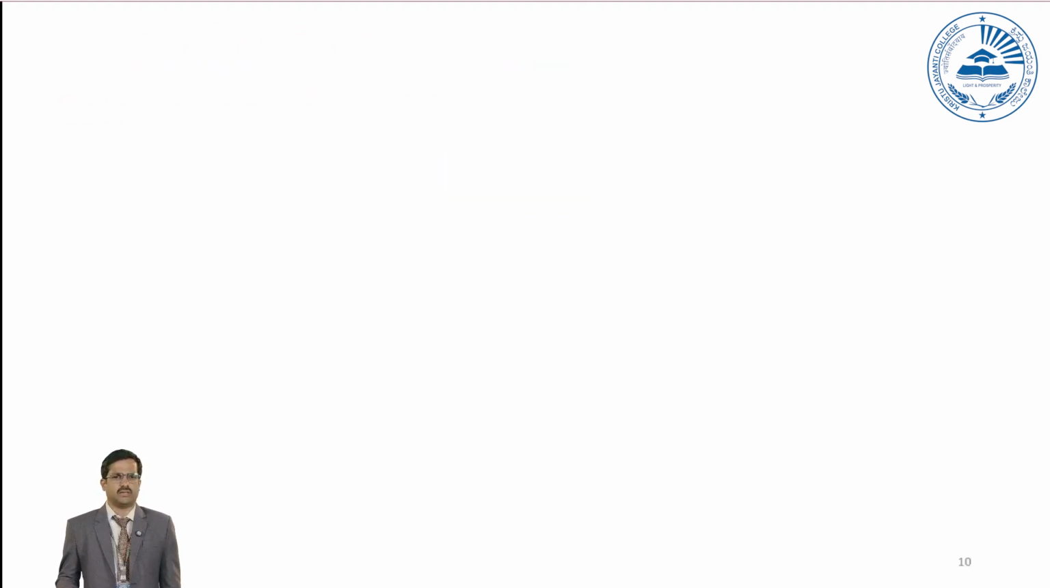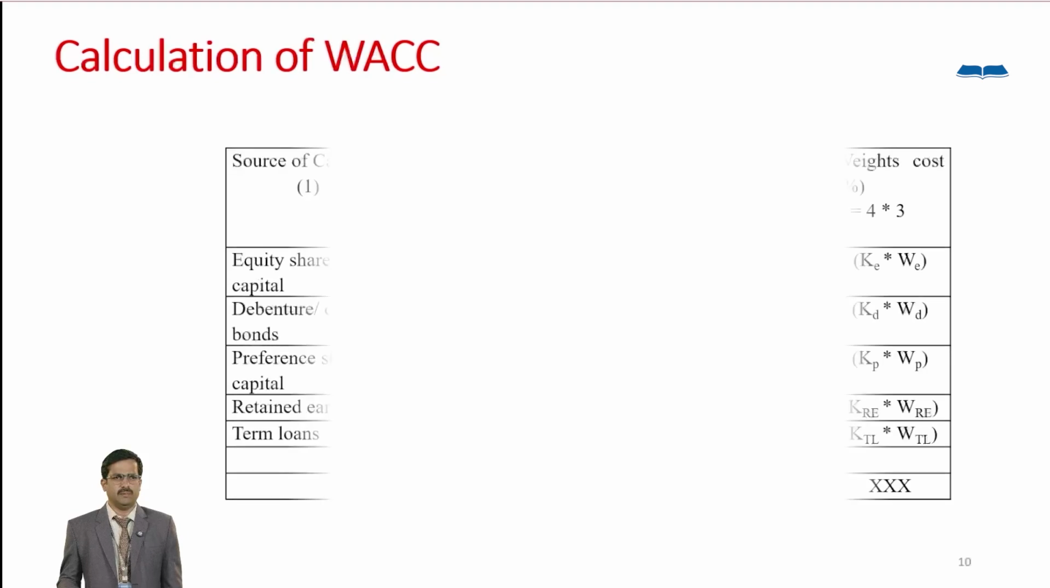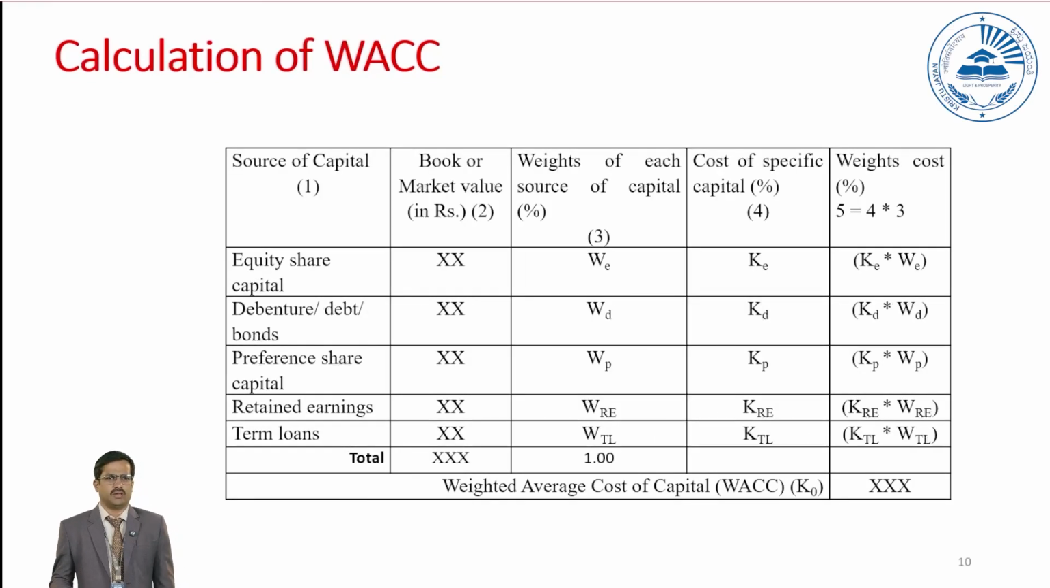The formula to calculate the weighted average cost of capital. So first, this is a format. So the format is like this. The first column is the source of capital.